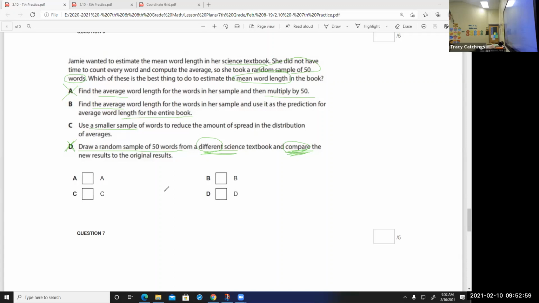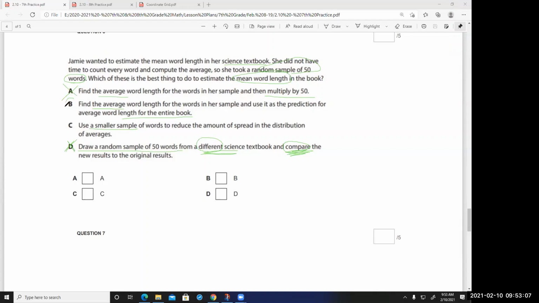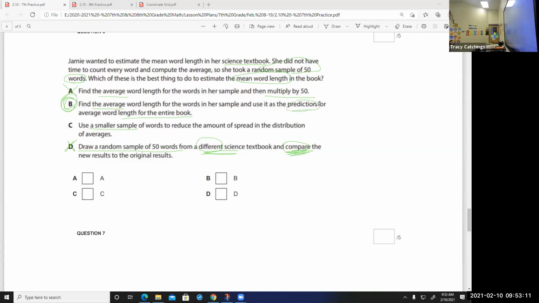You only have 2 left, so you should ask yourself, which one is most reasonable? B. Don't make it harder than what it is. If they said making a prediction, that's most likely the one we need to go with, that sample. I definitely don't want a smaller sample. That's not helping me at all. Any questions about it?